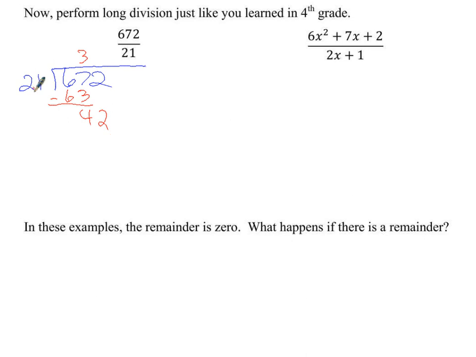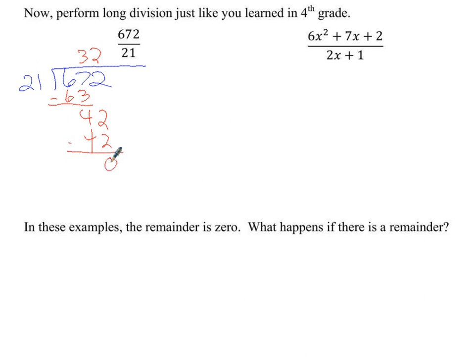How many times does 21 go into 42? Twice. So I put the 2 there, and then I distribute again. 2 times 1 is 2. 2 times 2 is 4. And then I subtract, and I get 0.